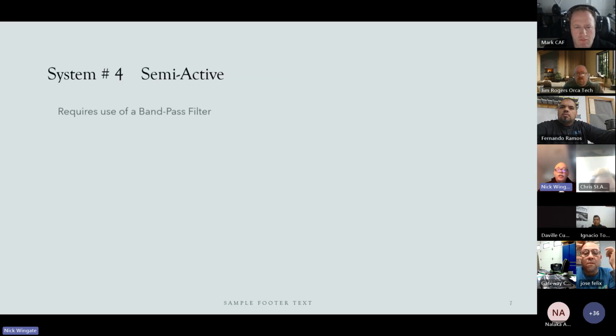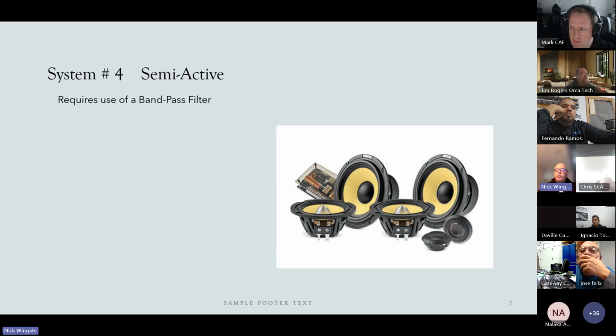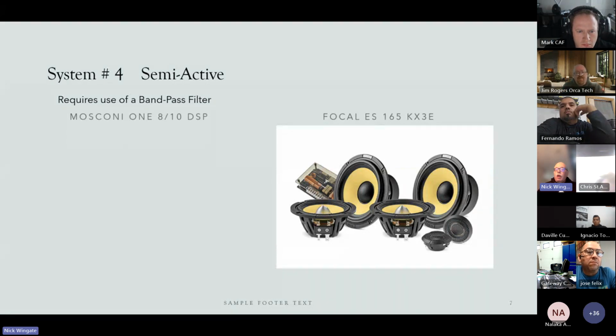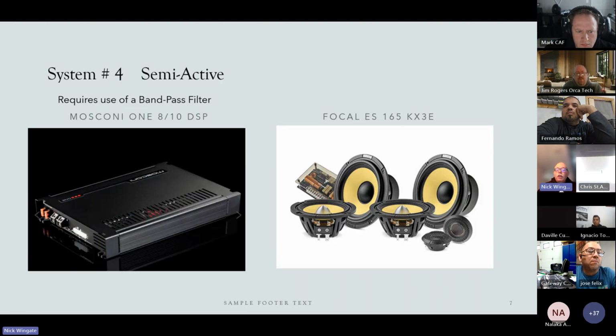The 4th system is semi-active, and this is one that I get questions on a lot, especially from end users, because this requires the use of a band pass. This is where you will take something like a 165KX3, and you're going to use a combination of the band pass filter on the 6.5-inch mid-bass drivers, and then you're going to come out of the amplifier and go into the passive network and have the passive network control the frequencies that are going to go to the mid-ranges and the tweeters. This is a combination.